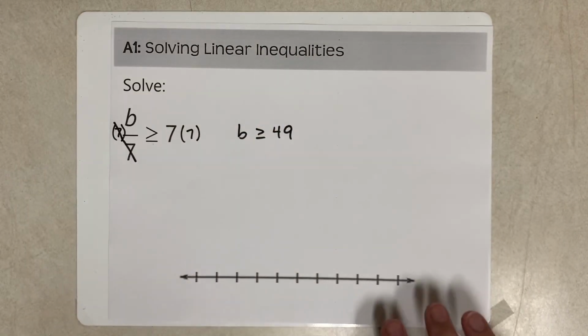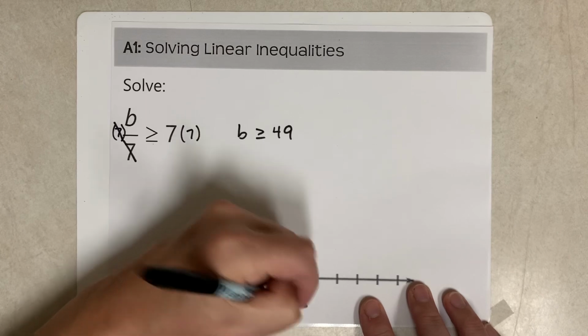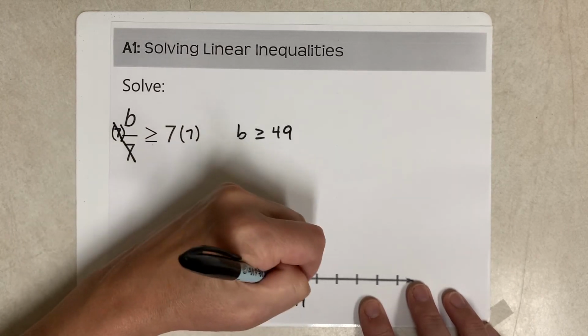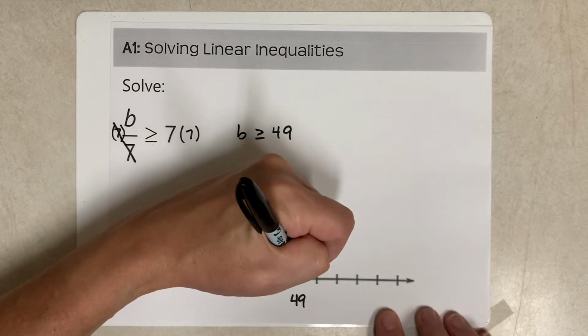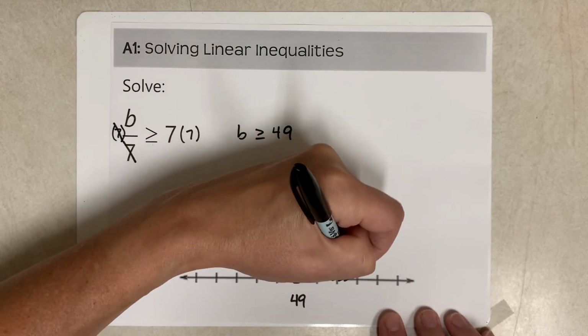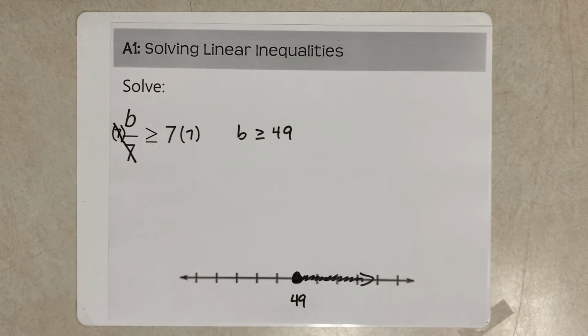Okay, so now I just need a 49 down here, closed circle. And since b is on the left, I can shade this way. And I'm just going to shade this way with a big arrow at the end. And now I'm done with that one.